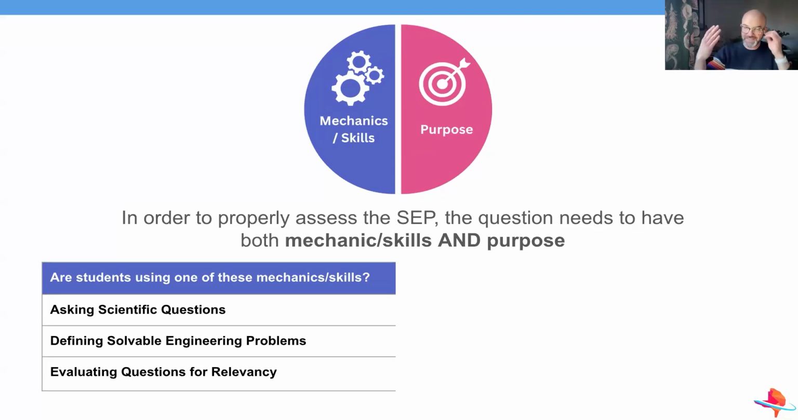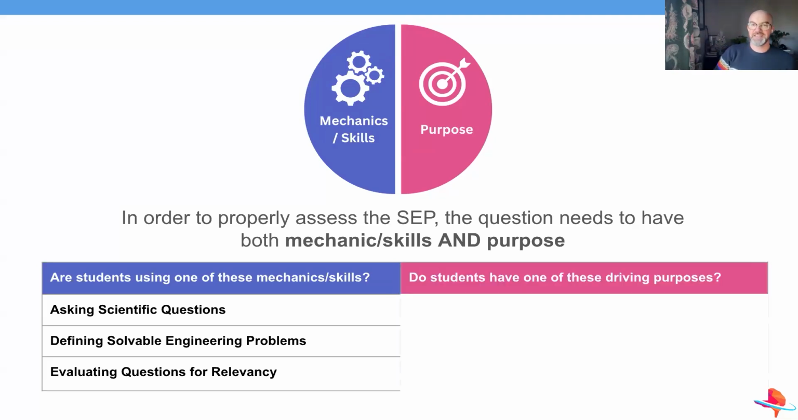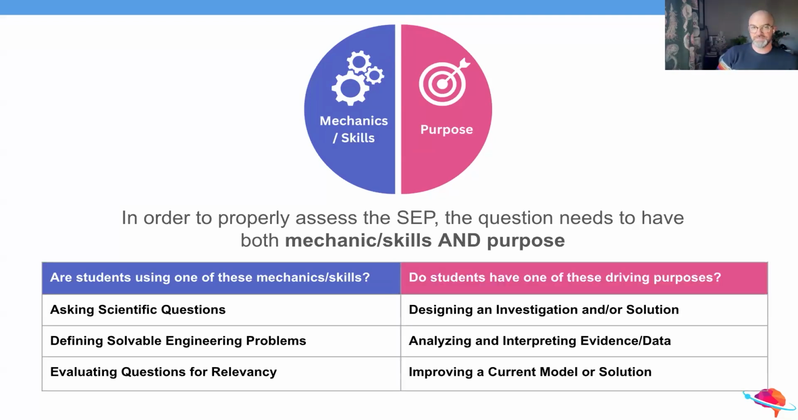But to access these science and engineering practices, they also need to have a driving purpose. So some examples of those are designing an investigation or solution, analyzing and interpreting evidence or data, improving a current model or solution. So all of these are not just applying, like, "I know things about questions," but it's doing that for a purpose.